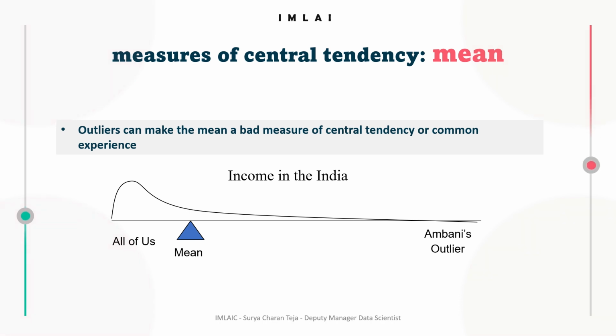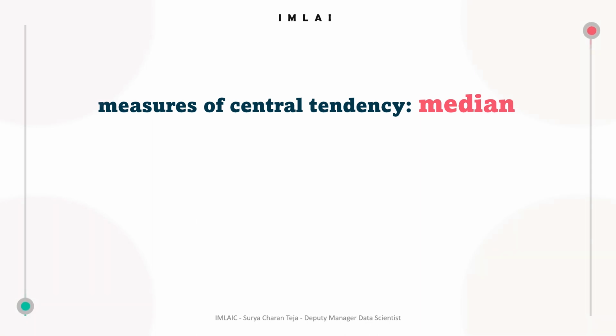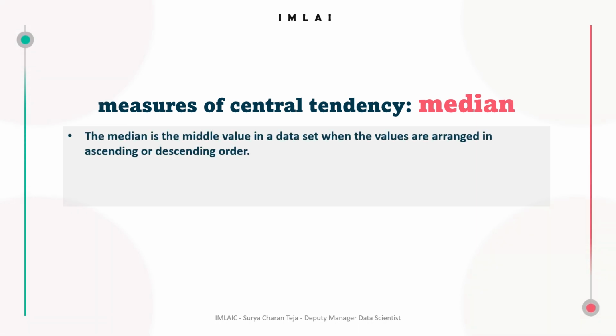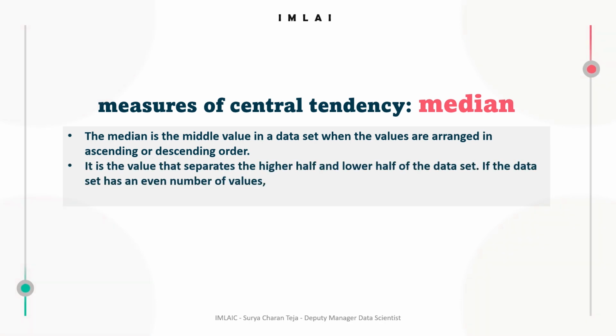So now let's look into the second measure of central tendency, that is median. The median is the middle value in a data set when the values are arranged in ascending order or descending order. So it's the value that separates the higher half and lower half of the data set. If the data set has an even number of values, the median is typically calculated as the average of the two middle values.